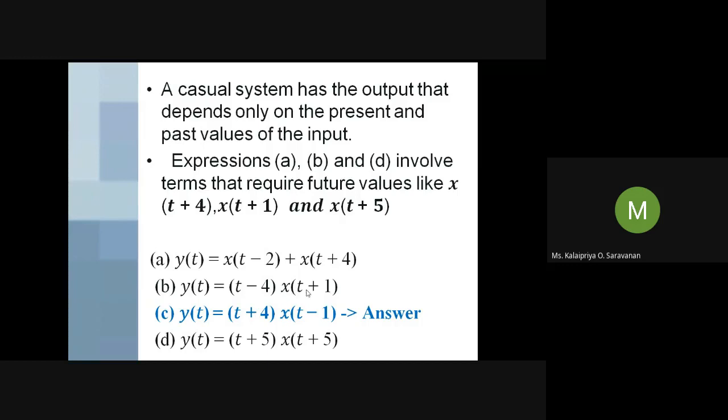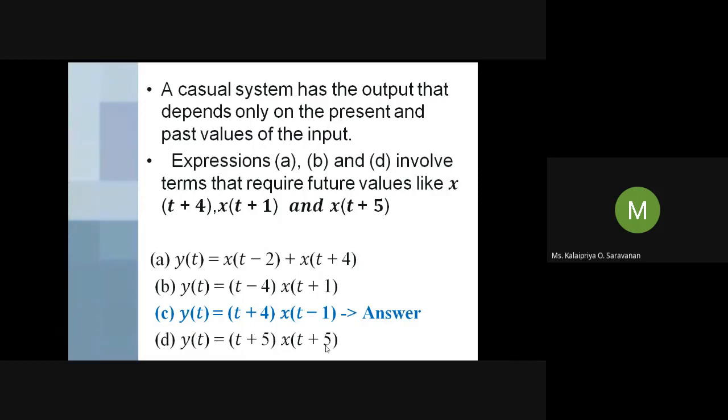This is your input here. So you will have to check whether this x value is a past, future or present value. Now, if you can see here, this is x of t plus 1, which is a future value. So definitely this is a non-causal system. If you observe the last option, this is t plus 5 x of t plus 5. Now I've told you this is just a multiplication of the time factor. You need not worry about t plus 5 here. You will have to observe only this one, x of t plus 5.